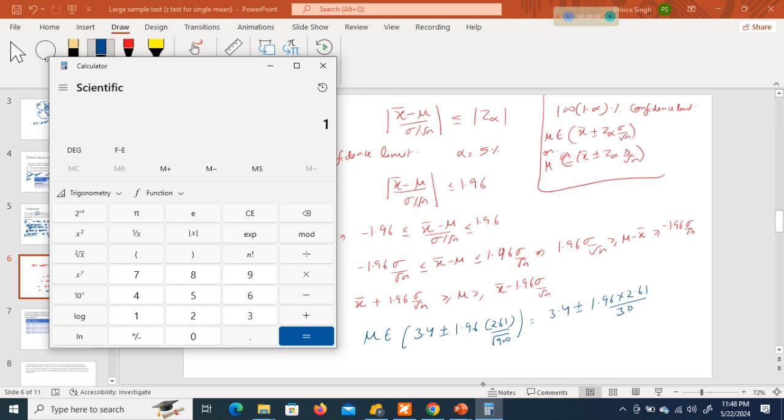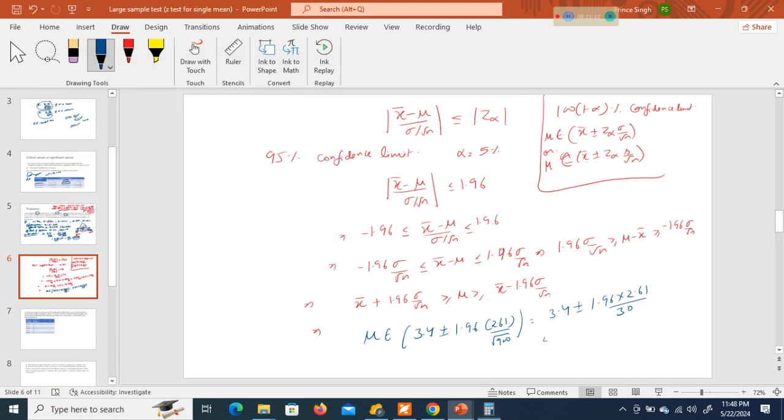1.96 multiply 2.61 divided by 30. Okay, so its value is 3.4 plus minus 0.170, so I can consider 0.17 only. So when we add, that gives us the upper limit 3.57, and when we subtract, that gives us the lower limit 3.23. So this is the confidence limit at 95%.